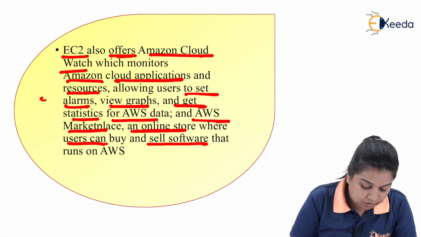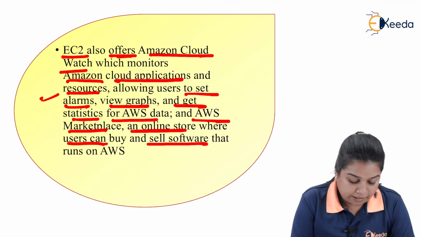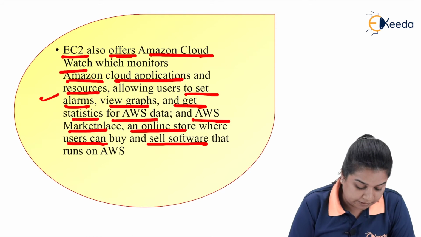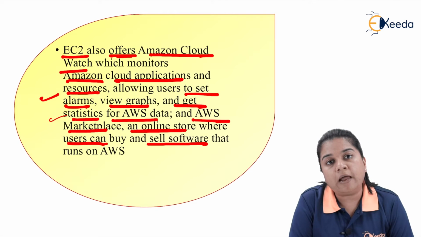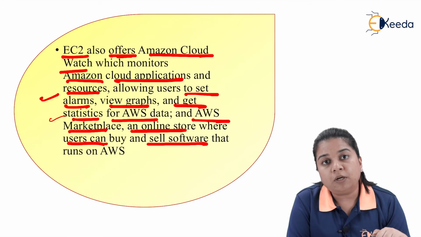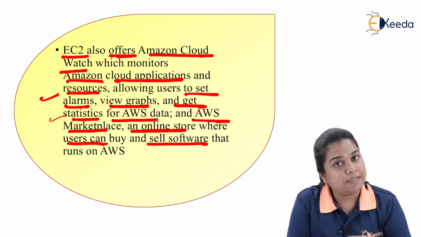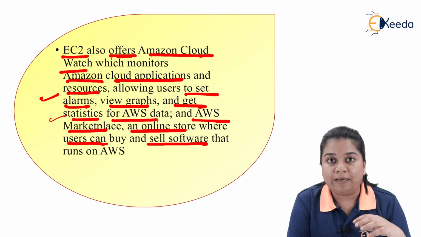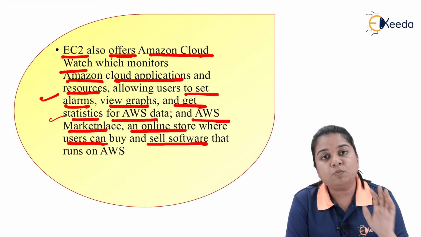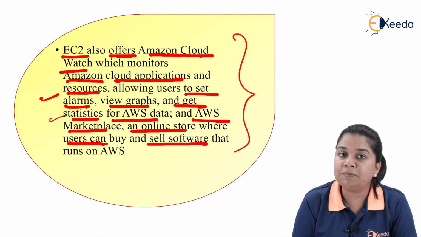There are several things which we can do. The user can set alarms, view graphs, create graphs as well, and get the statistics for the data. It can get a marketplace where it can sell and buy the software which a particular customer, that means client A, has created, that it can sell, or client B has created, that can be purchased by client A. All these things can be done in this platform, this particular Elastic Compute Cloud or Amazon Web Services.